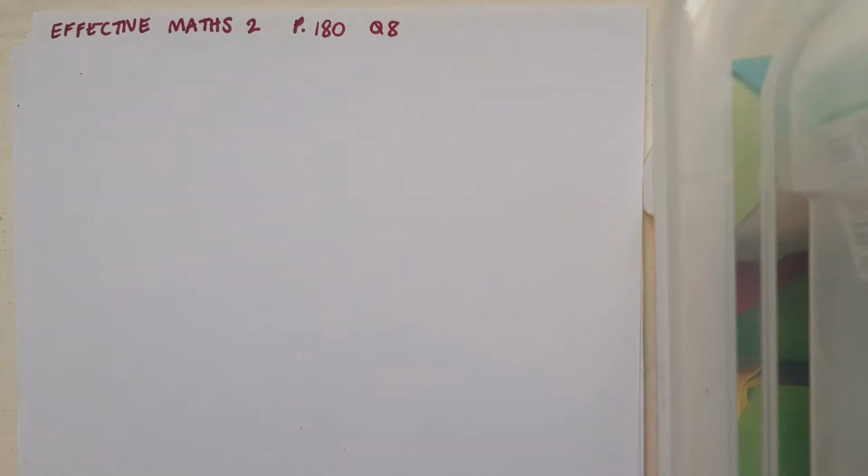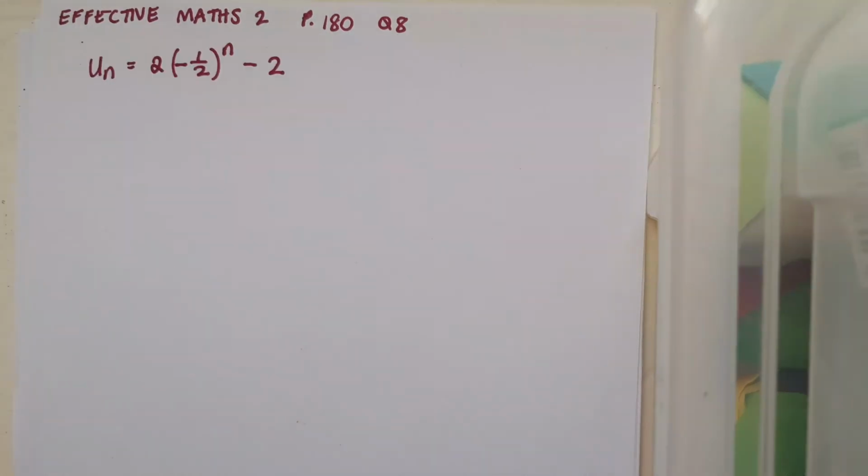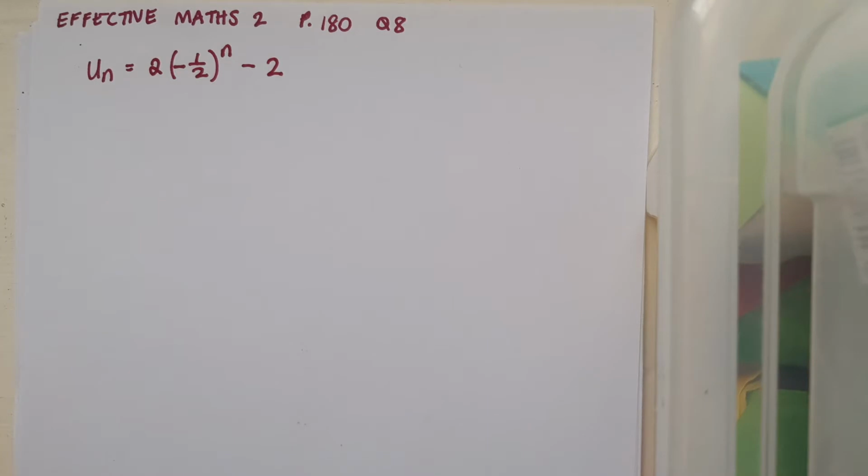This video is Effective Maths 2, page 180, question 8. To start off with, we're given a general term, u_n, and we're asked to write down u_(n+1) and u_(n+2).